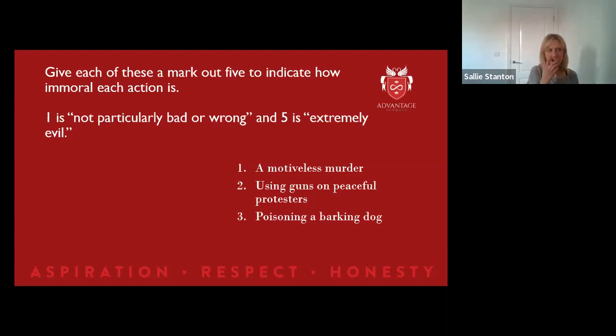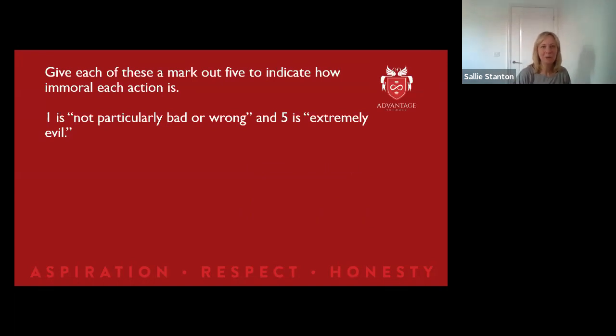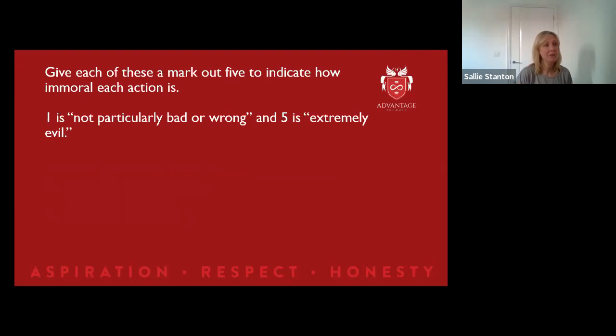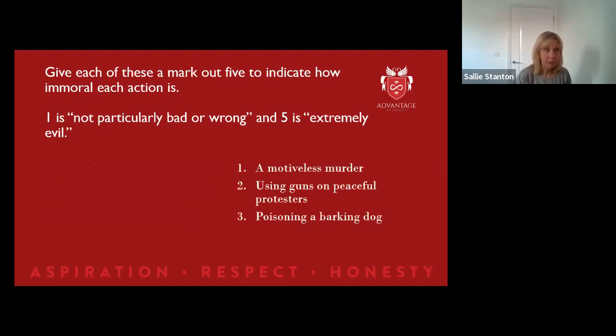So we've seen a bit of slippage. I probably should have got you to do 1, 2, 3 and told you you could use each number once, but we can see that in the first example, when we are comparing the barking dog to things that don't physically harm a living thing, people tend to think poisoning a barking dog is really awful. But then when we give them a different set of parameters, and we're talking about killing people who did nothing to deserve it, although poisoning a barking dog is pretty dreadful, the dog was at least barking, so that maybe gave us a motive, as opposed to a completely motiveless murder or using guns on people who are peacefully protesting.